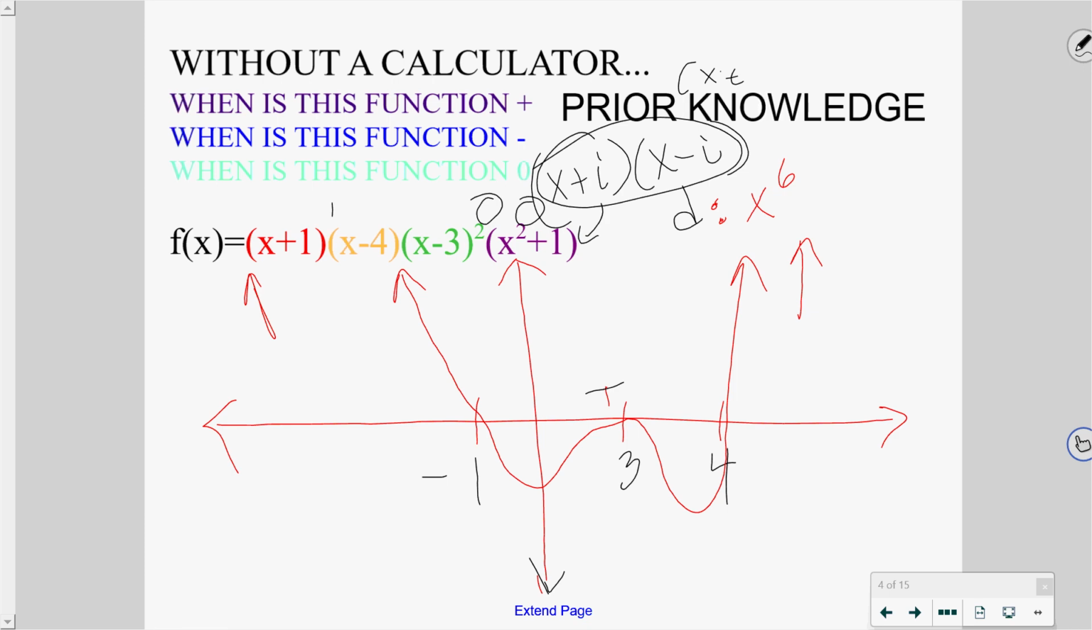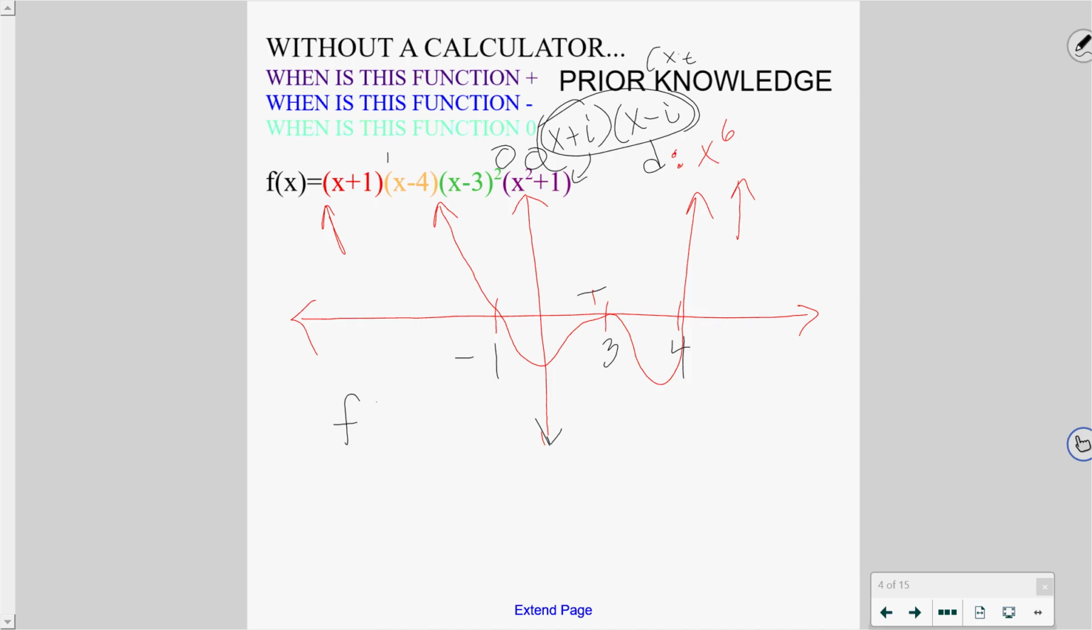All right, so what I want to ask you is, where is this function greater than 0? Where is it less than 0? Where is it equal to 0? So where is it greater than, less than, equal to? So then what am I going to look at for equal to? Look at the zeros, so -1, 3, and 4. Do you think I need to list the 3 twice on this one? Right? I don't, right? I'm just asking you when it's 0.